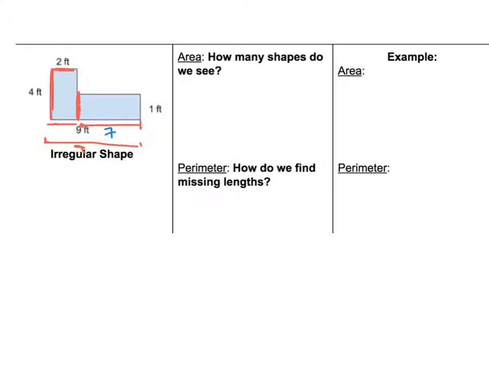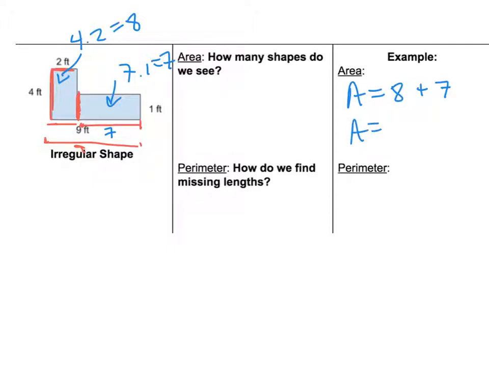So to find the area of this, then I need to do 7 times 1. And to find the area of this one, I need to do 4 times 2. And 4 times 2 is going to give me 8. 7 times 1 is going to give me 7. So the area is going to be 8 plus 7, which is going to give me 15. And that'll be 15 square feet.